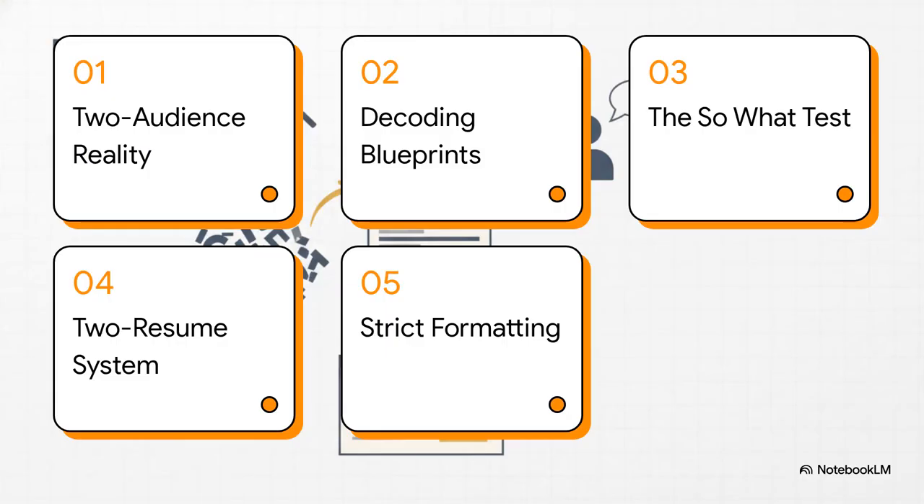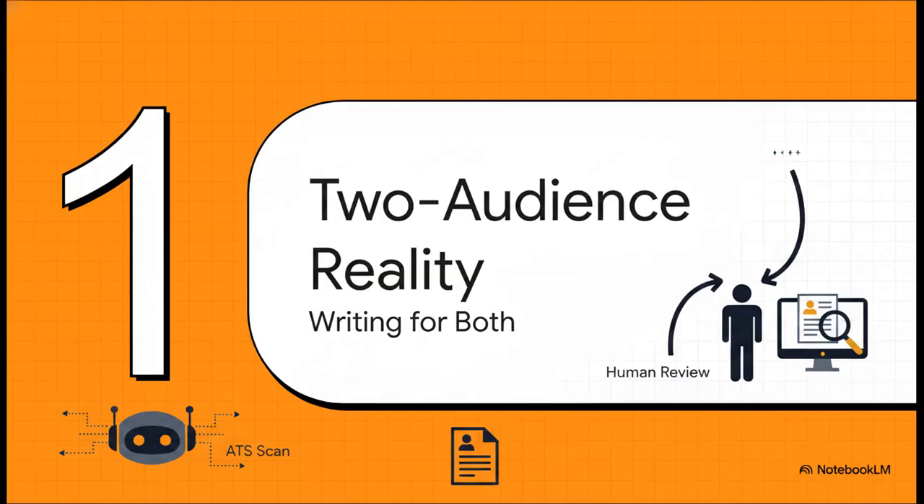Here is our game plan for today. We're going to quickly hit the two audience reality, then decoding job blueprints, passing the so what test, the two resume system, and wrap up with strict formatting rules. Let's get to it. Starting off with section 1, the two audience reality.